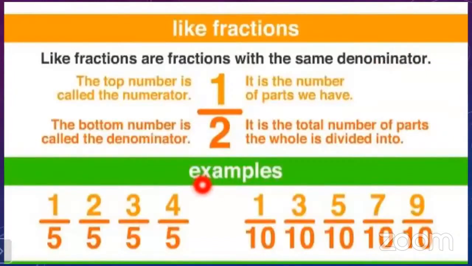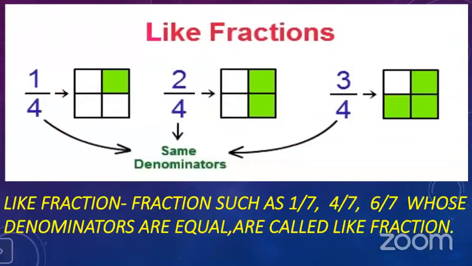Now look at here, examples of like fractions. 1 upon 5, 2 upon 5, 3 upon 5, 4 upon 5. Now here 1 upon 10, 3 upon 10, 5 upon 10, 7 upon 10, and 9 upon 10. So these are some examples of like fractions. So what are like fractions? Like fractions are fractions with the same denominator. Look at here. All these fractions have the same denominator. Here also all these fractions have the same denominator.